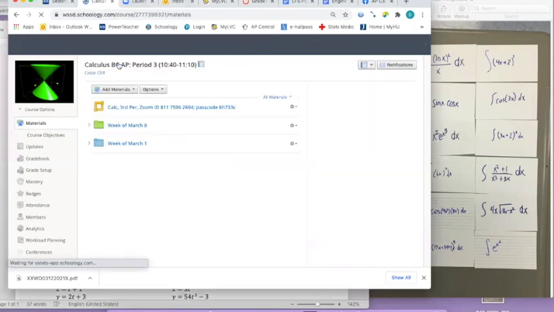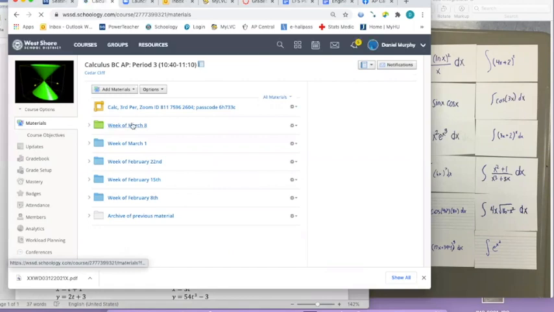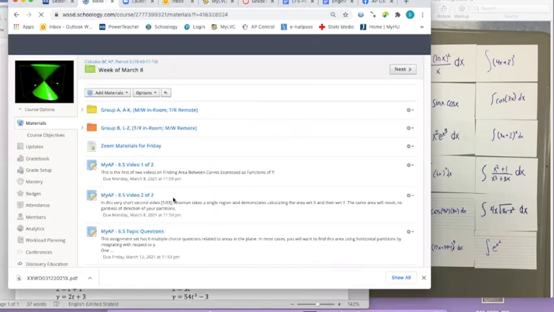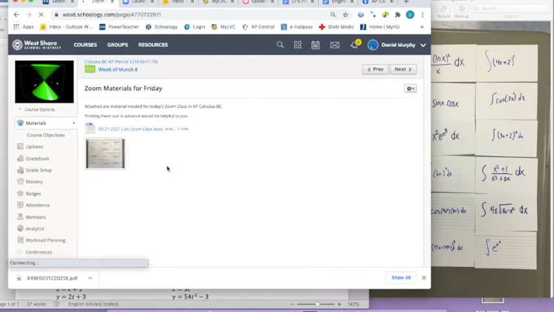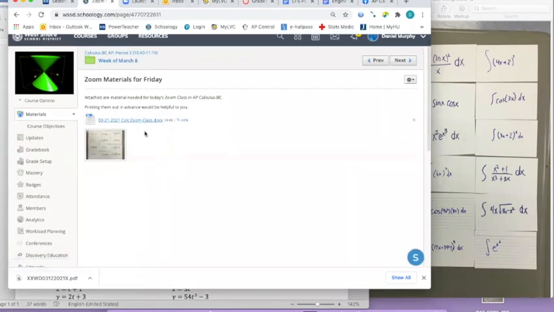This is today's class. We're in the week of March 8th, and the Zoom materials for Friday, there are two items. First of all is this Word document, which has a couple of the improper integrals we didn't finish this week. We're going to get to at least one of them today. I don't know if we'll have time to get to the second one.